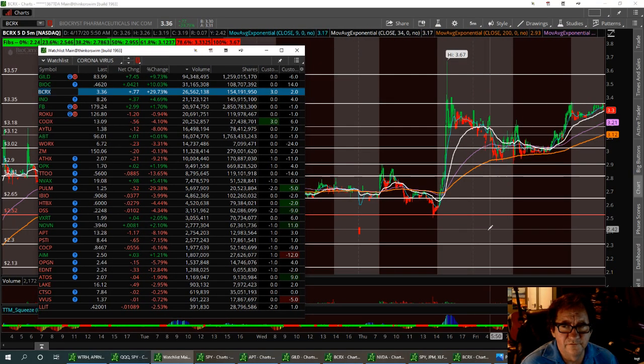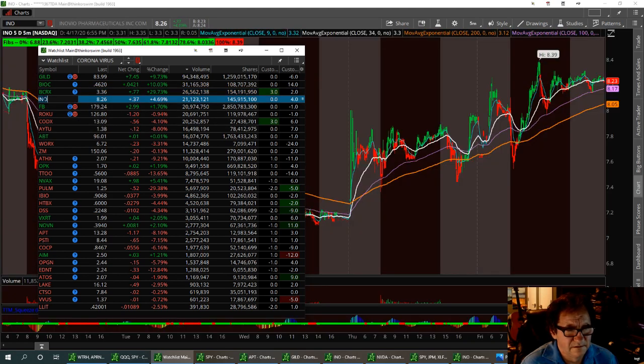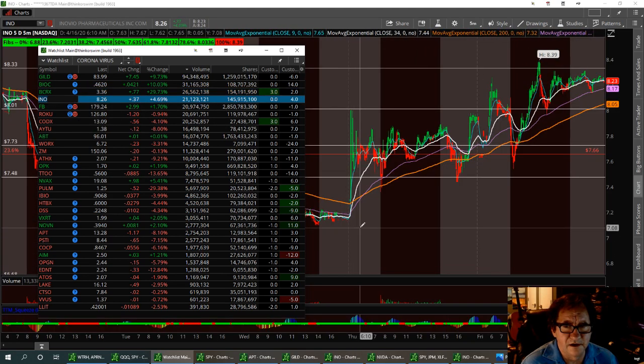There's another beautiful one. Beautiful little setup. Got an ascending triangle right here with a triple top. BCRX. I mean, that's another one that's pulled back a few times. Kind of have a, I don't know, pennant flag right here.